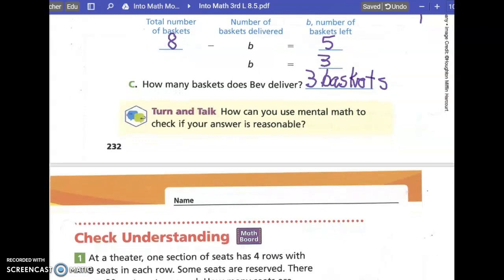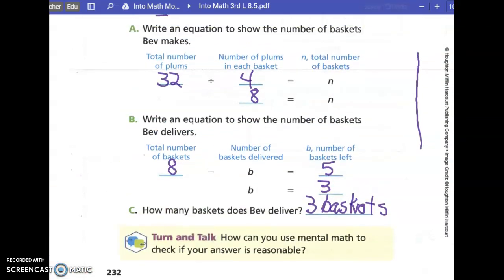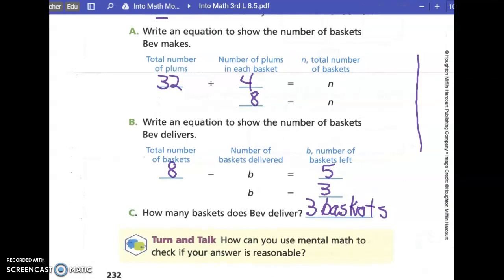How can you use mental math to check if your answer is reasonable? 3 plus 5 is what? And how many did she put in each basket? Remember? 4. So is 8 times 4 32 plums? Yes.